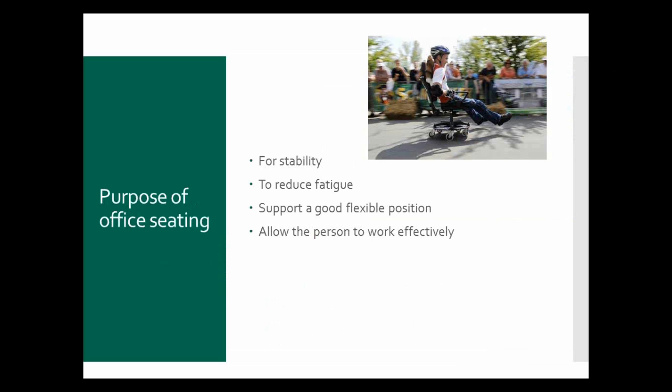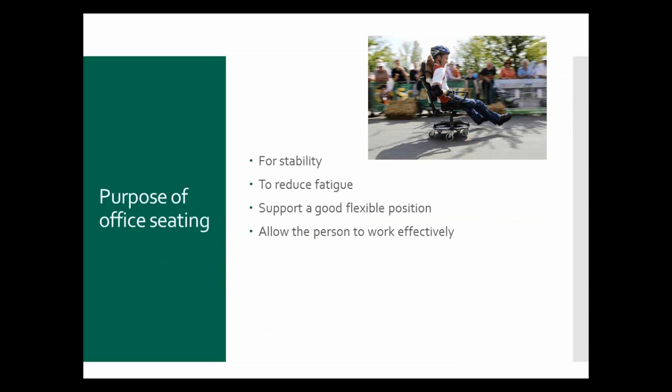So what is the purpose of office seating? I've put it into four categories. Stability, to reduce fatigue, to allow a good flexible working position, and to get people working effectively. As you can see from my picture, some people also find other uses for office seating, but we will not be talking about those today. Obviously, the chair provides a firm base from which the body is able to work. Providing a firm base also helps to reduce fatigue.